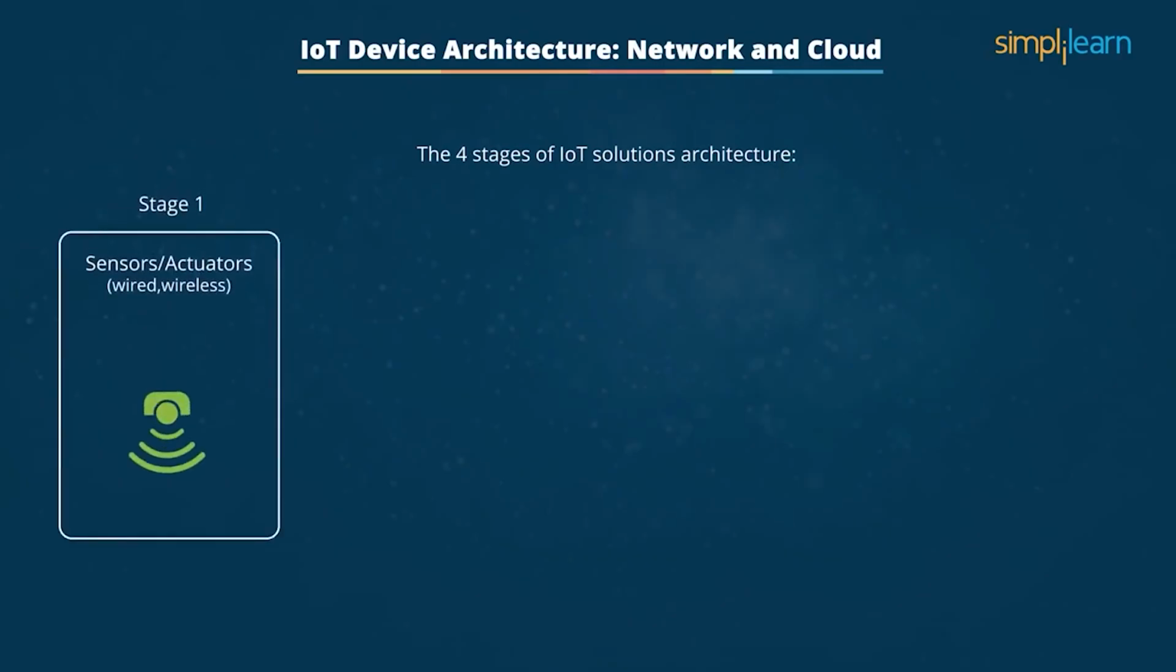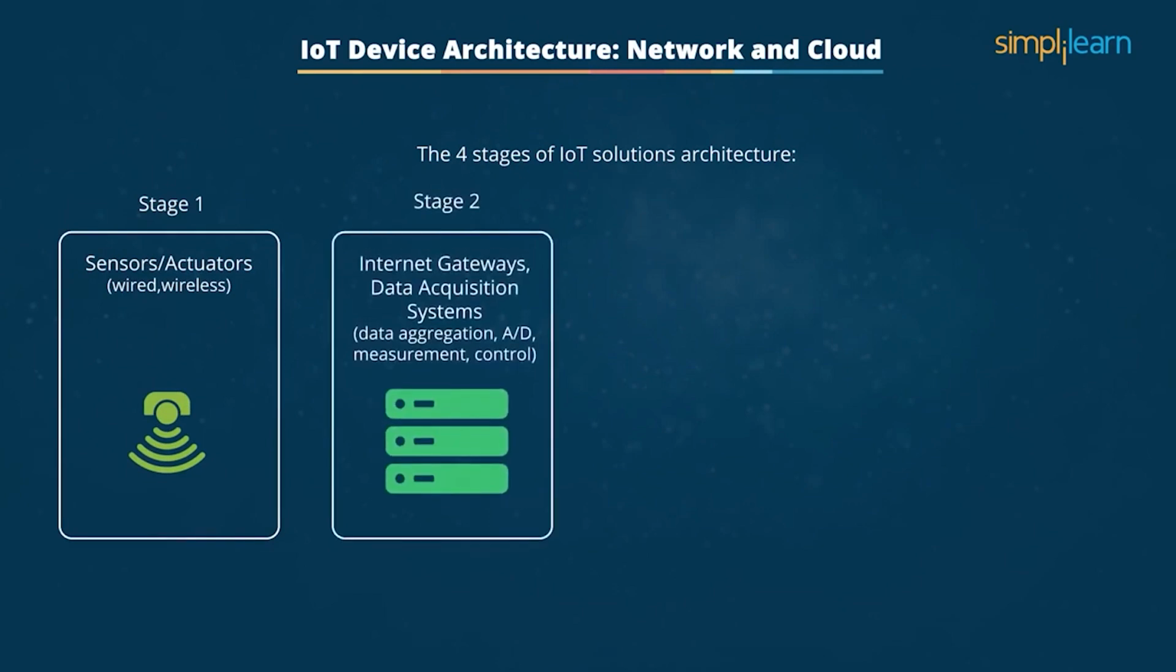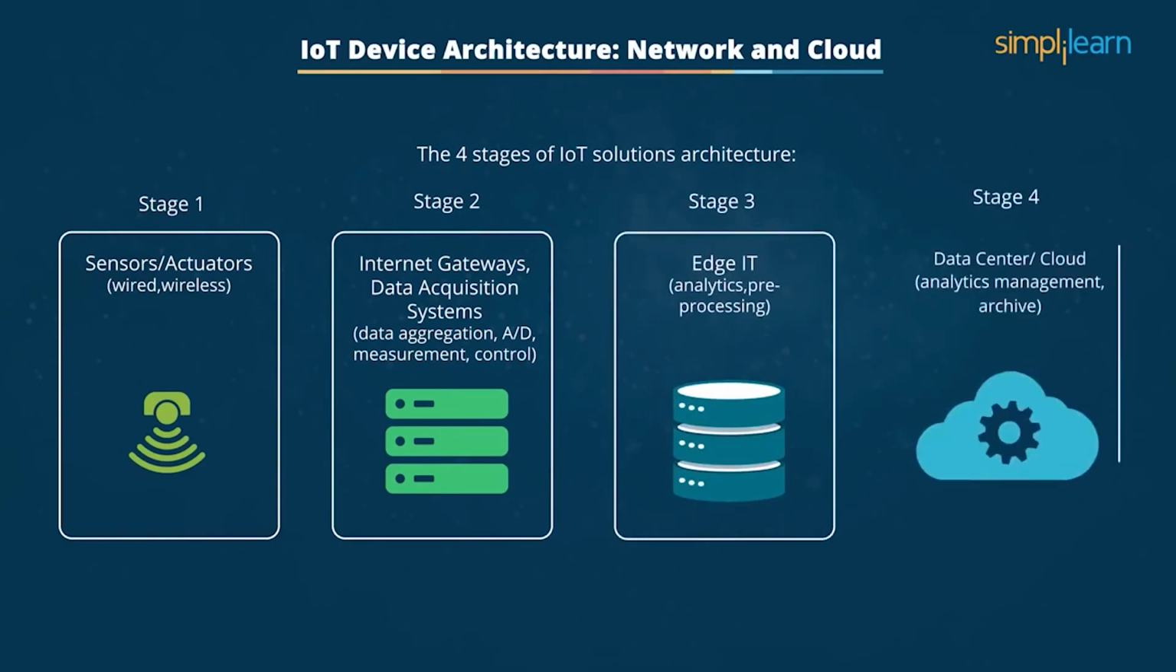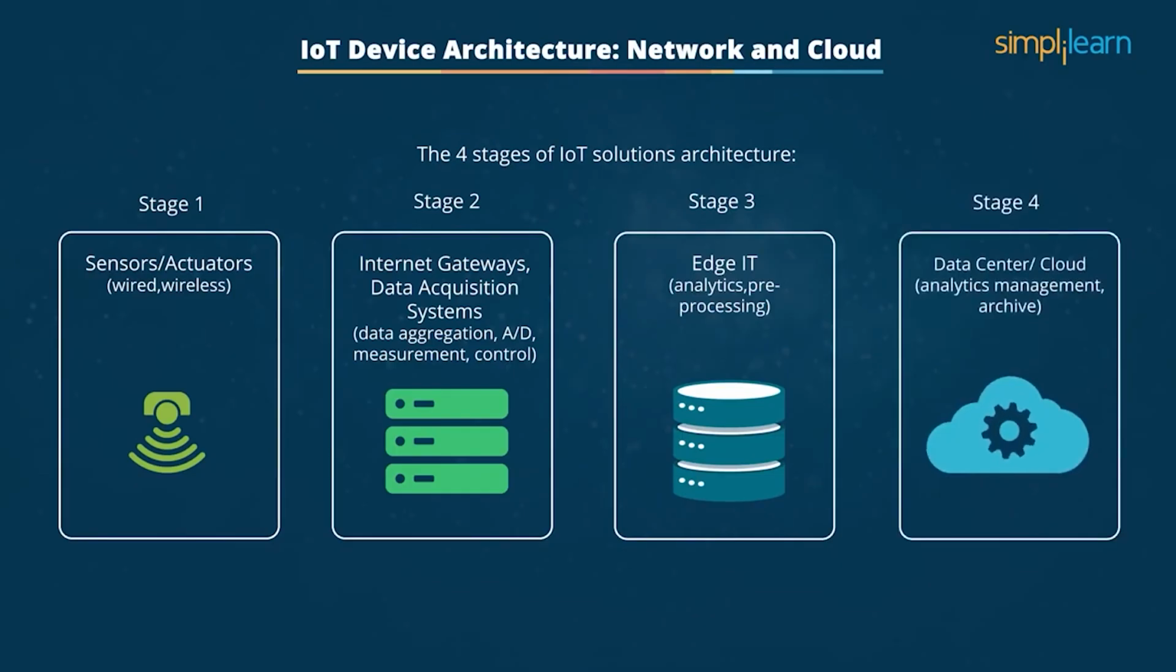Stage 1 of an IoT architecture consists of networked things, typically wireless sensors and actuators. Stage 2 has internet gateways and data acquisition systems that includes sensor data aggregation systems and analog to digital conversion. In Stage 3, edge IT systems perform pre-processing of the data before it moves to the data center or cloud. Finally, in Stage 4, data center and cloud is where the data is analyzed, managed, and stored on traditional back-end data center systems.